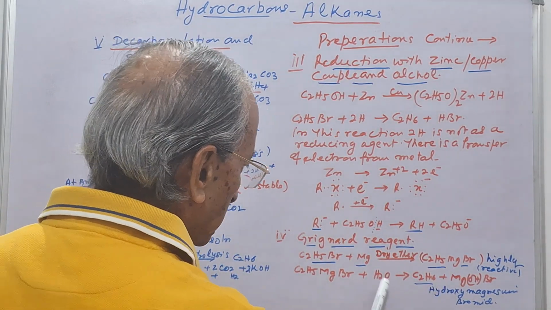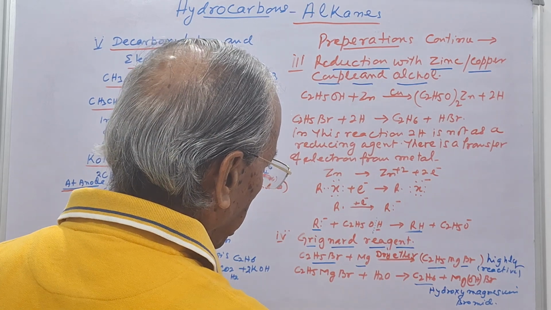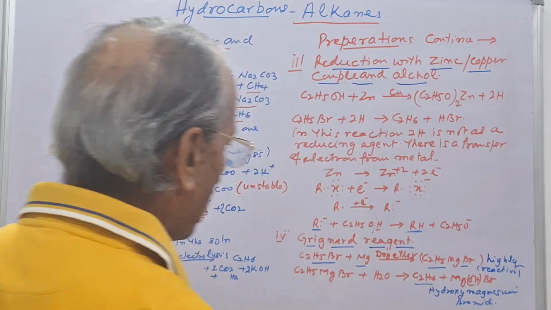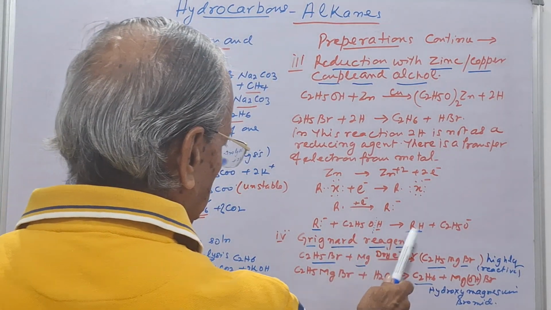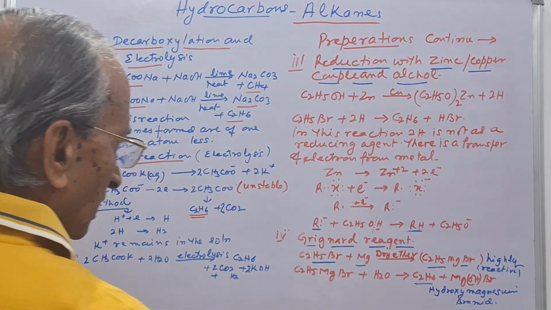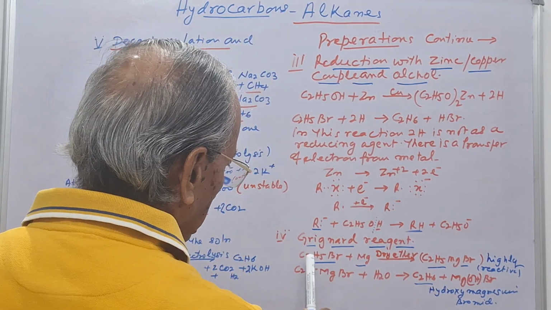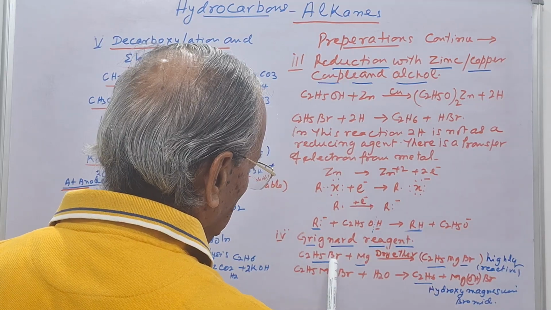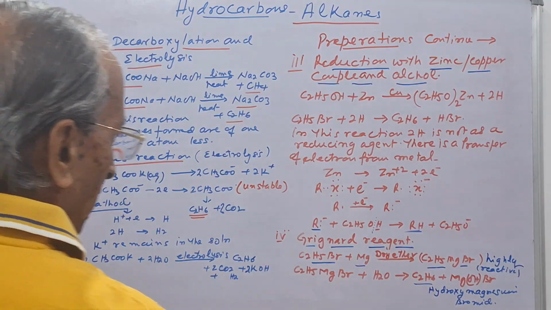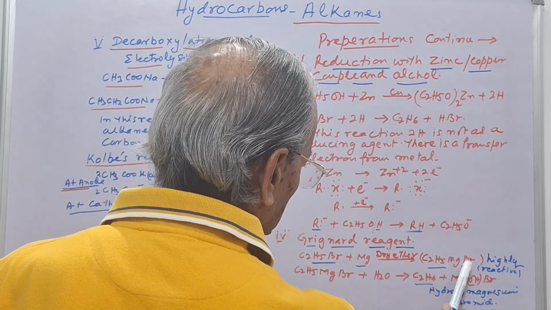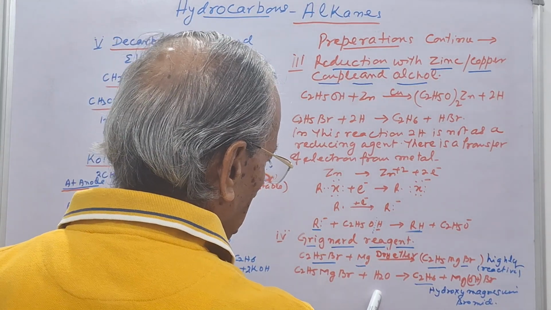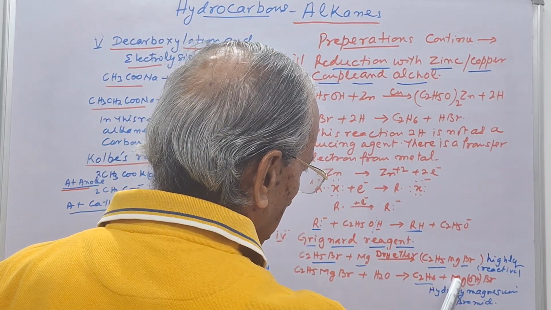It very easily breaks with water and forms the alkanes and the hydroxy magnesium bromide. So simply, Grignard reagent is the reagent C2H5MgBr, that is the additive product formed by the reaction of alkyl halides with magnesium in dry ether. And this ethyl magnesium bromide is highly reactive and is hydrolyzed with water to form the alkanes and the hydroxide magnesium bromide.